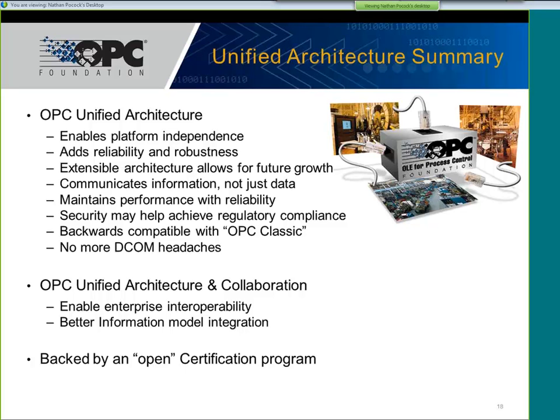So in data access, it was getting a value. In historical data access, it was getting me lots of values in a record set. The alarms and conditions or alarms and events, this was a bit more information driven. Well, in OPC UA, we have complex objects now. We have the ability to send structured data over the wire in a way that other applications can understand it. We have the performance, we have the security, we have the wrappers and proxies for compatibility with Classic. We've got rid of the dreaded DCOM headaches.